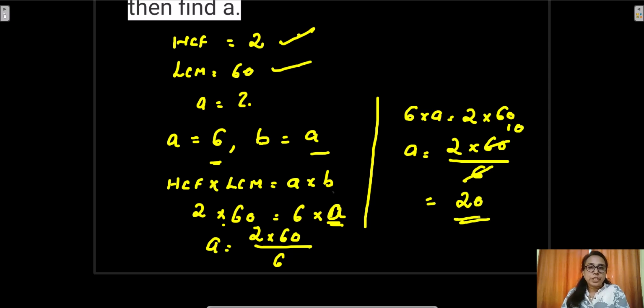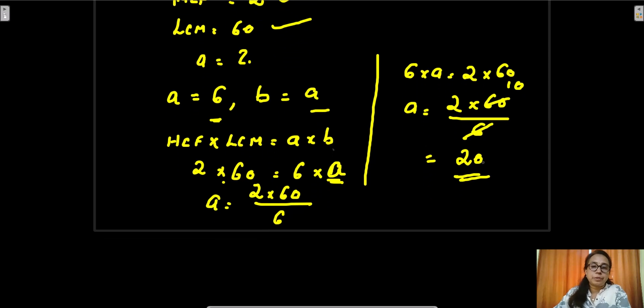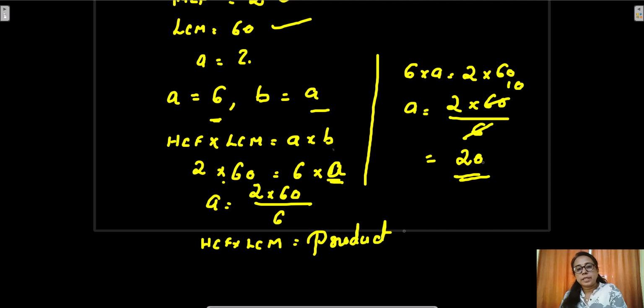So which formula are we using here? HCF into LCM is equal to the product of two numbers. If you don't know that formula, you can see the previous video. HCF into LCM of two numbers is equal to the product of two numbers. This product I have taken as A and B.